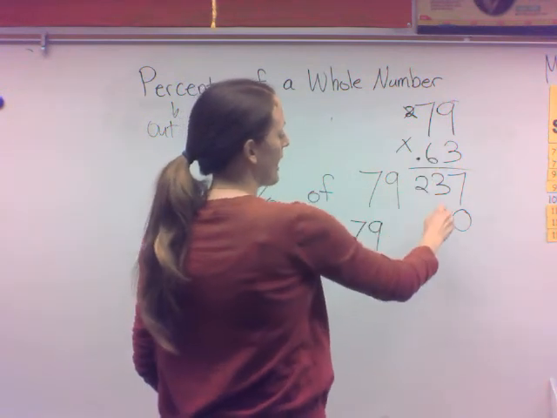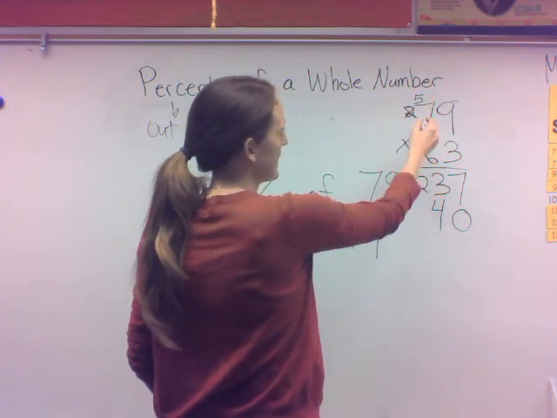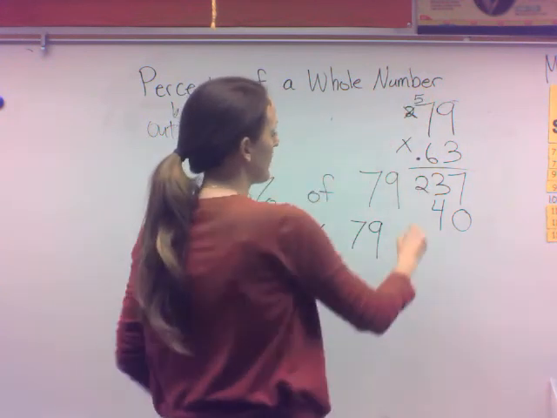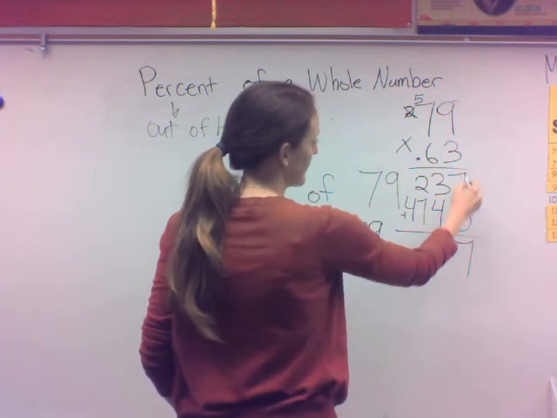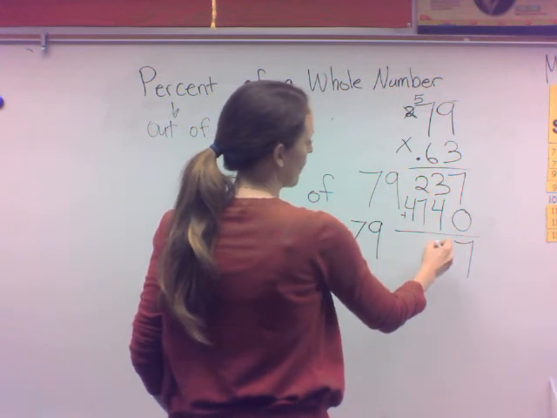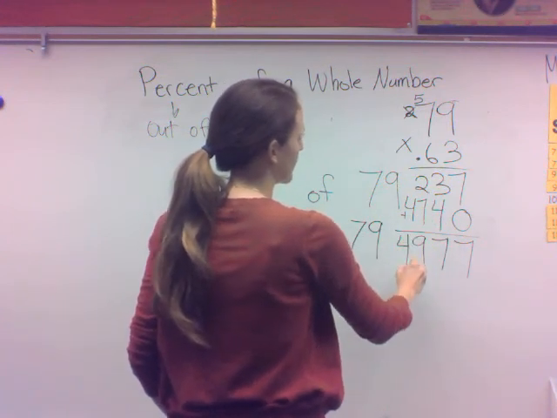6 times 9 is 54. Put down your 4, carry your 5. 6 times 7 is 42, plus 5 is 47. And I add these together. 7 and 0 is 7. 3 and 4 is 7. 2 and 7 is 9. 4 and nothing is 4.